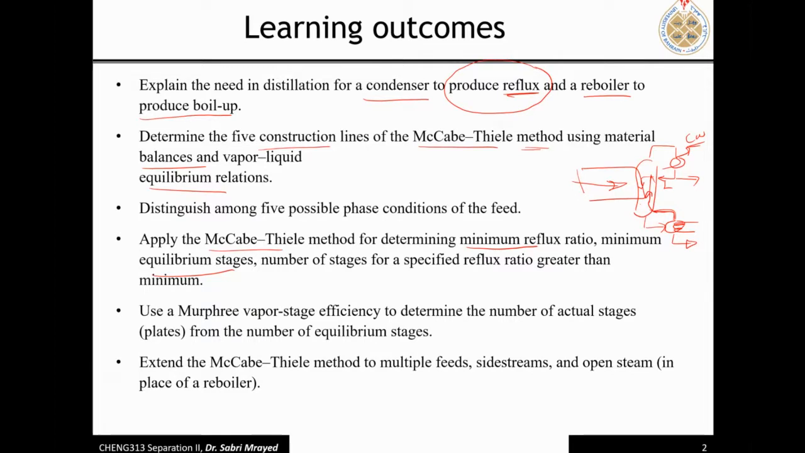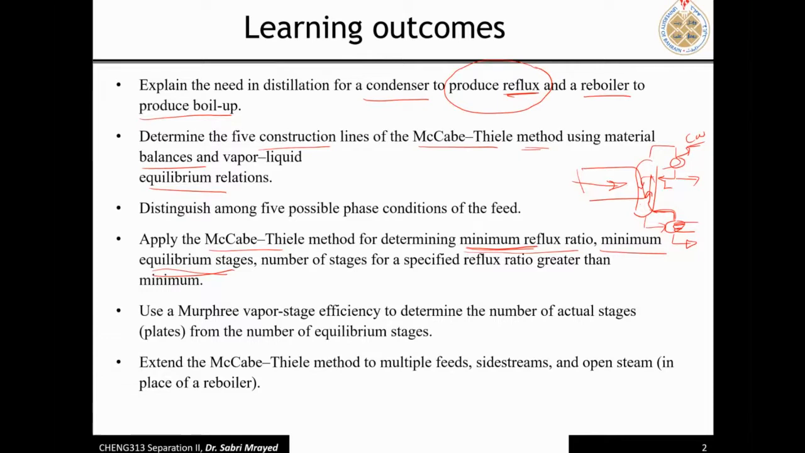Whether you will be using software or anything, you should know the minimum reflux ratio and the minimum equilibrium stages, since these are two parameters that you should provide the software in order to solve the model. So you want to be able to know where you are exactly, so you don't specify a number of stages which is below the minimum number of stages, or a reflux ratio below the minimum reflux ratio.